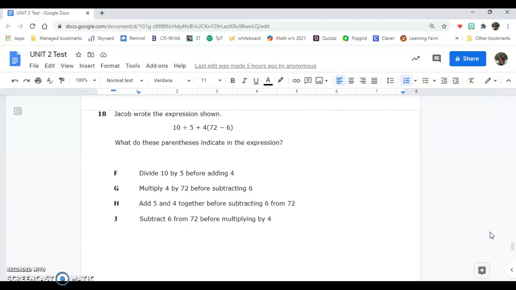F, divide 10 by 5 before adding 4. G, multiply 4 by 72 before subtracting 6. H, add 5 and 4 together before subtracting 6 from 72. Or J, subtract 6 from 72 before multiplying by 4. What do the parentheses indicate?